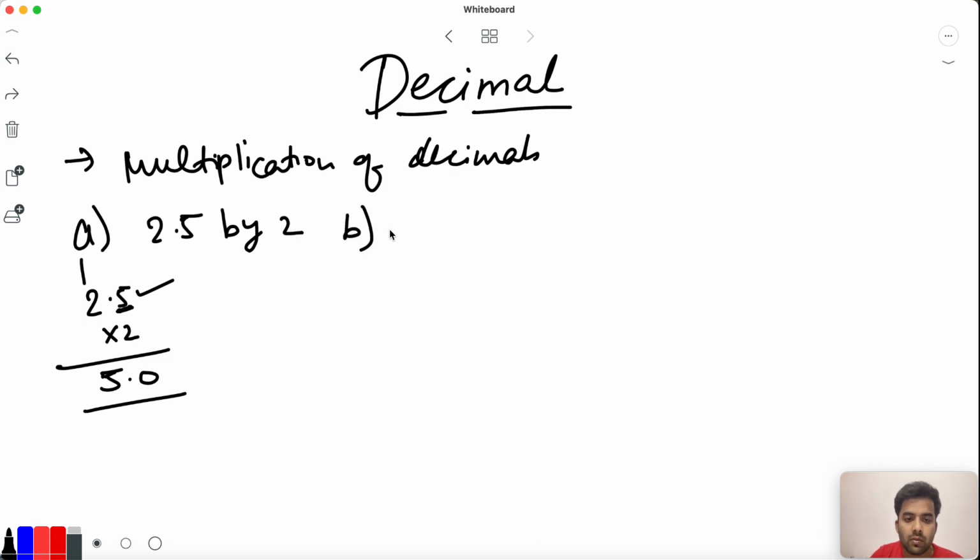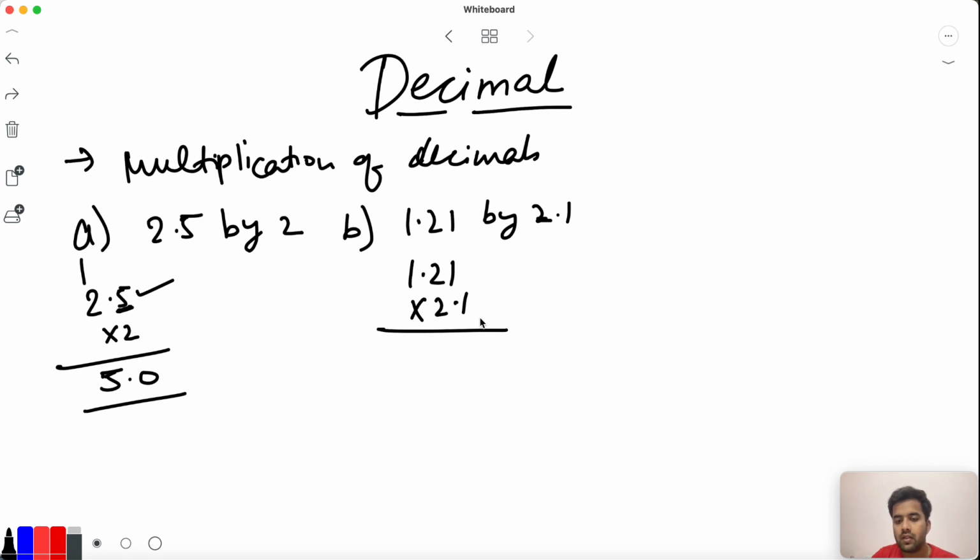Let's take question number B. Assume we have this one by 2.1. Now again write the number as 2.1. First simply multiply. 1 times 2 is 2, 1 times 1 is 1. Put the cross, 2 times 2 is 4, 2 times 1 is 2. Now add it, 1 4 5 2.